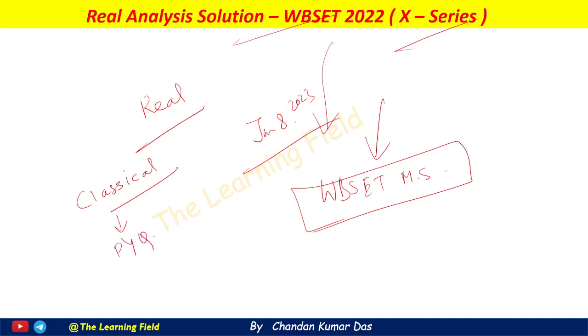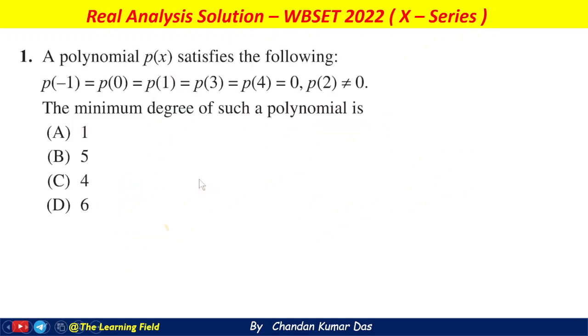So let's start to solve the questions. The first question is question number 1. A polynomial p(x) satisfies the following properties: p(-1) equal to p(0) equal to p(1) equal to p(3) equal to p(4) equal to 0, and p(2) is not equal to 0. What is the minimum degree of such a polynomial?